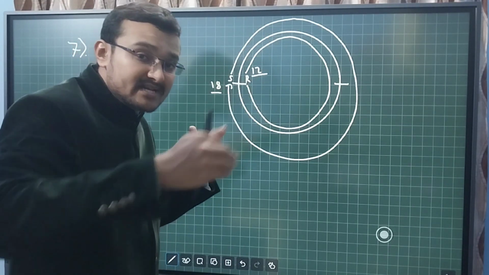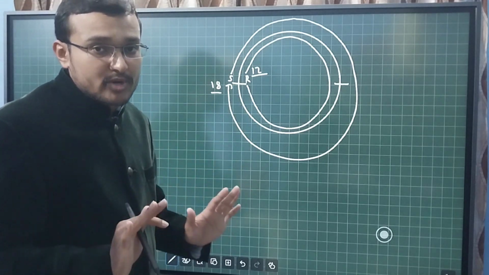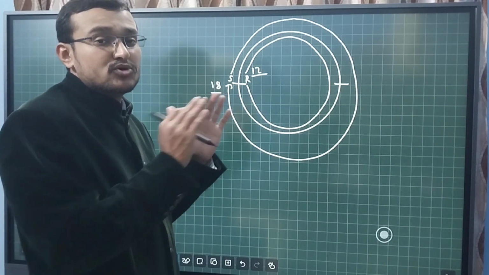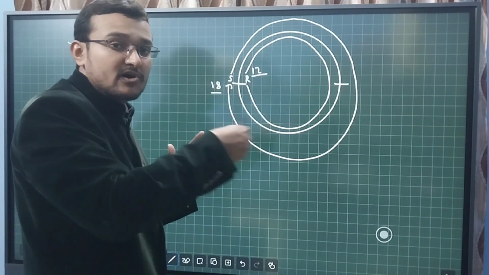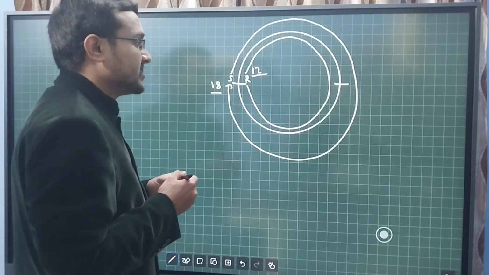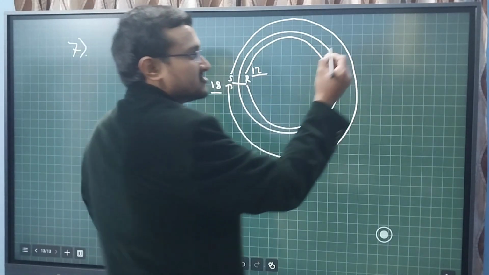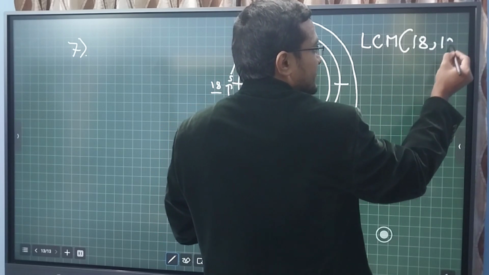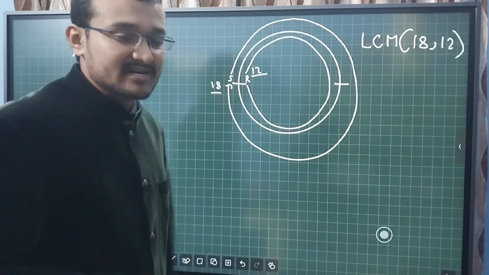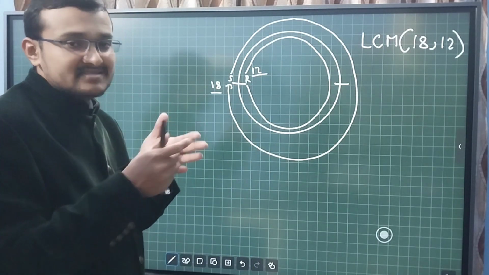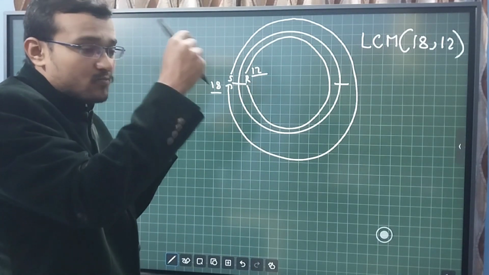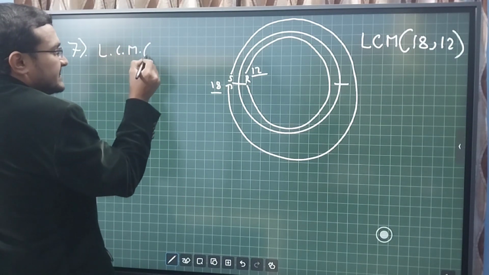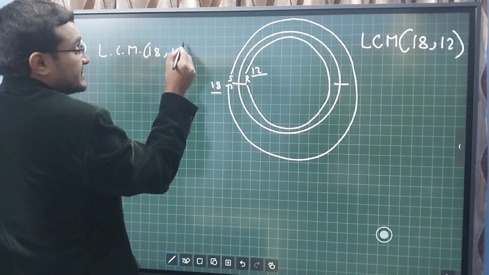So after how many minutes will they again meet at a particular point, not necessarily the starting point, wherever, while they are revolving around this circular path? In order to find that, you just have to take the LCM between 18 and 12, because that will give you the least common multiple. When you get that least common multiple, that answer is the number of minutes at which both of them meet together. So LCM of 18, 12.